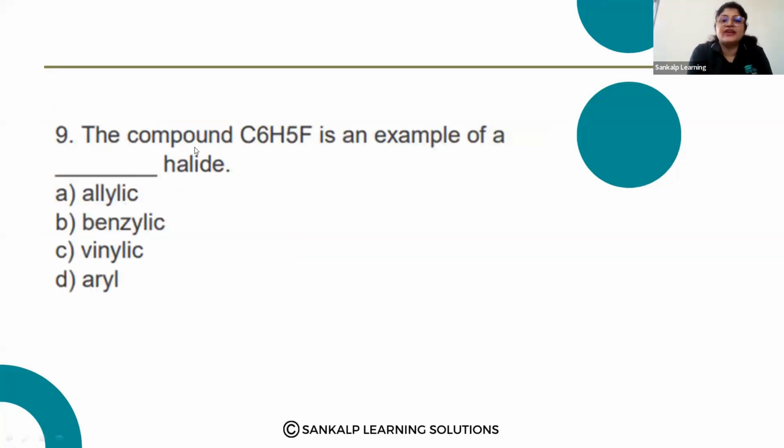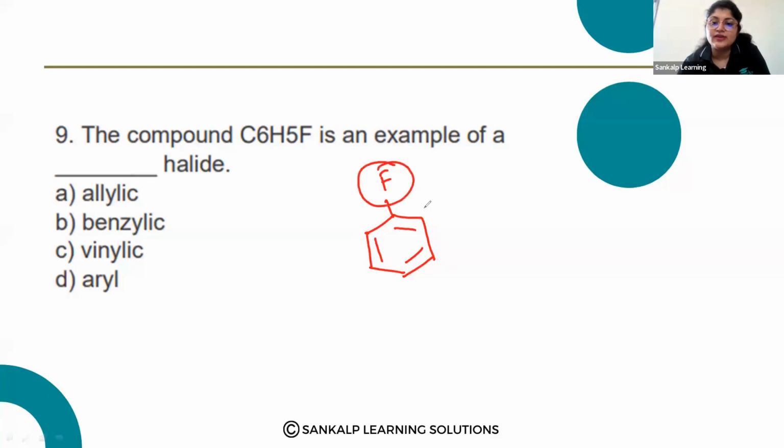The compound C6H5F is an example of which halide? Is it an allylic halide, benzylic halide, vinylic halide, or aryl halide? What do you mean by aryl halide? The halogen atom is directly linked to an aromatic ring. You can see that the halogen atom is directly linked to an aromatic ring. So it will be option D, that is aryl halide.